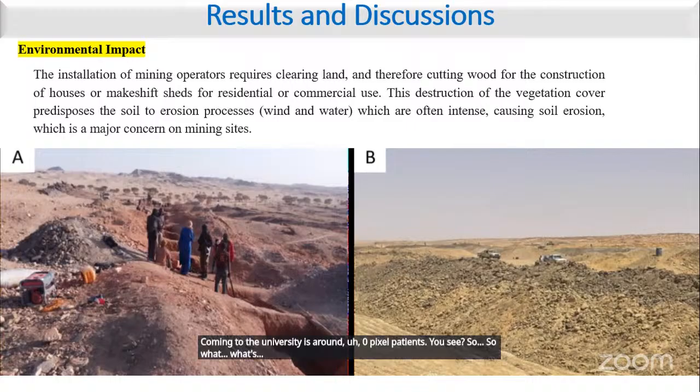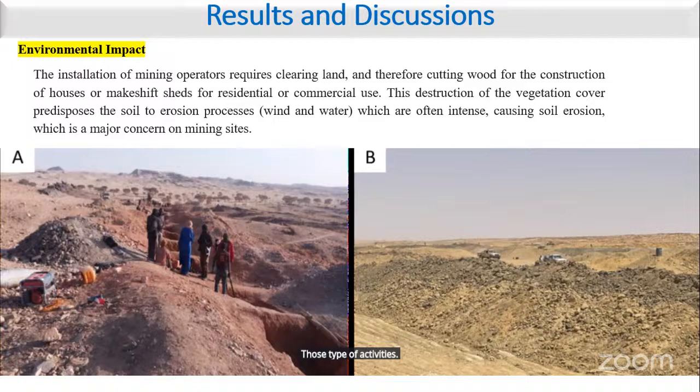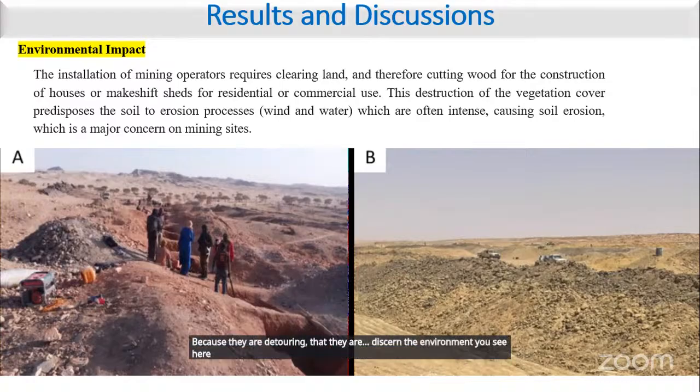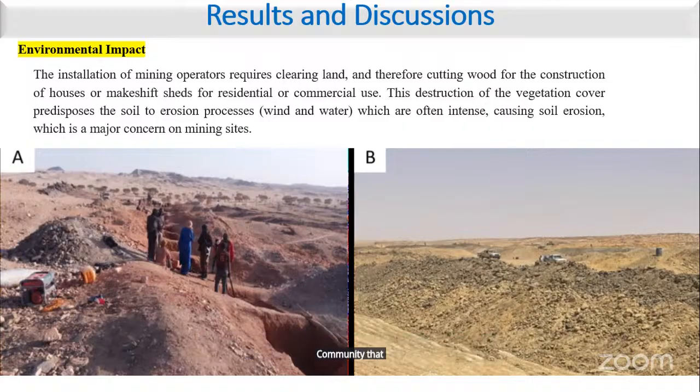The impacts of those activities are first environmental, because they are destroying the environment. You see here, to get the gold ore, they are doing some excavation, which has no norms. They are doing that and they are destroying the source.